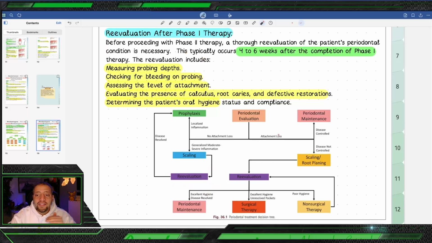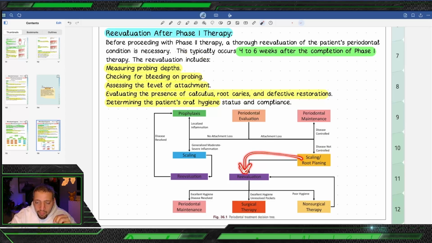Amazing. If there is attachment loss, I'm going to check if he has controlled disease, which means attachment loss but no bleeding, so he had periodontitis. So now I'm going to push him back to be a gingivitis patient, with periodontal maintenance and prophylaxis every 3 to 4 months. Or if the disease is not controlled, meaning still bleeding from this deep pocket, I will tell him, Mr. Patient, please follow the instructions. I will do scaling and root planing again, and re-evaluation again after 3 to 4 months.